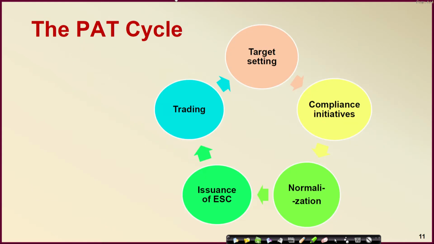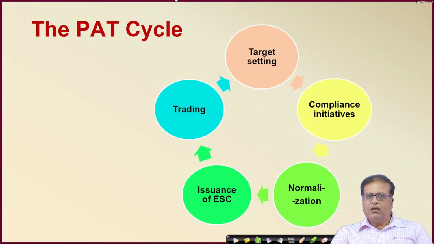Now, see, this is the PAT cycle. Target setting, compliance initiatives, normalization, issuance of energy saving certificates, and then trading, and then the cycle goes on, right. This has to be done on a year to year basis. So, something happens in year 1, something happens in year 2, something happens in year 3 and the process continues, all right. So, this is the essential process.